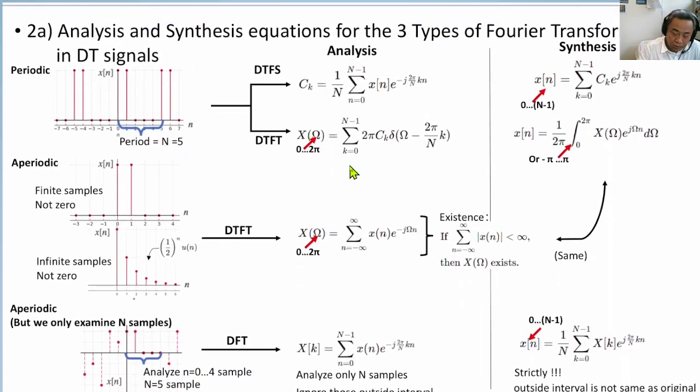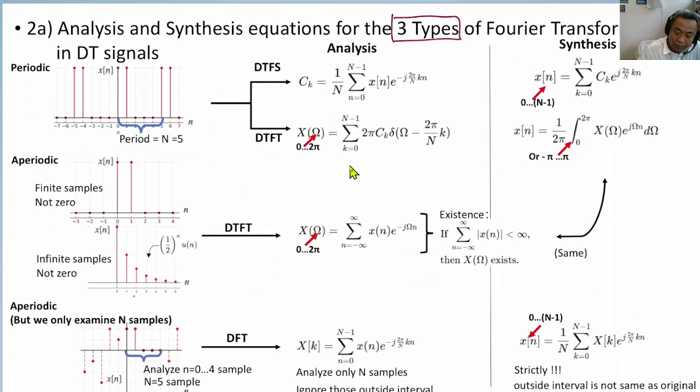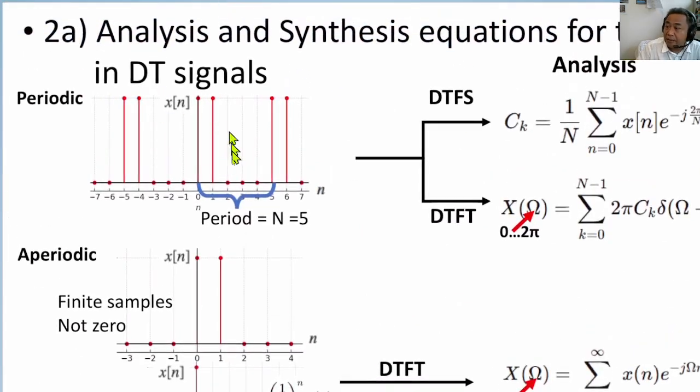Why are there three types of Fourier transform for discrete time? It depends on whether the signal is periodic or aperiodic. Let's see this example. Xn is periodic. It will repeat every 5 samples. Here, we only have x0 and x1 equal to 1, same as above, but outside this interval is all 0. So this is an aperiodic signal. So we have a periodic signal and we have an aperiodic signal.